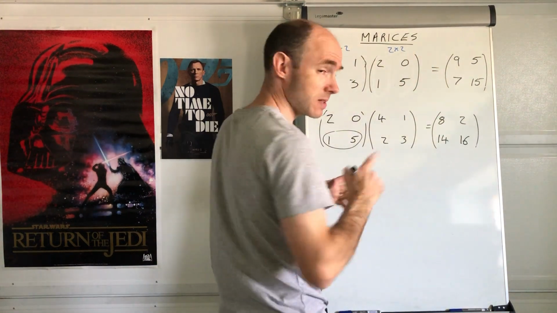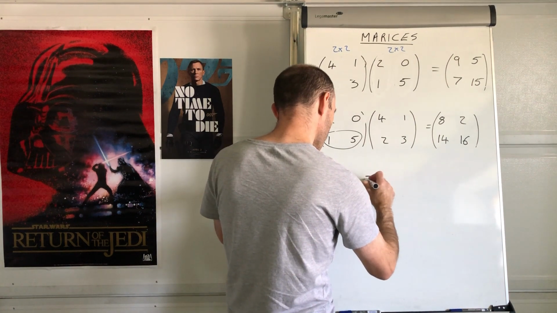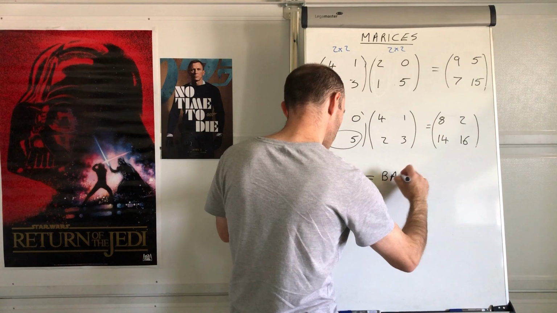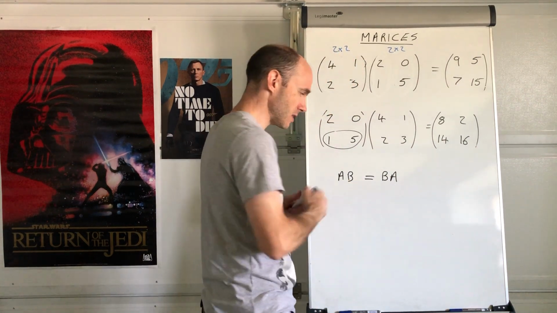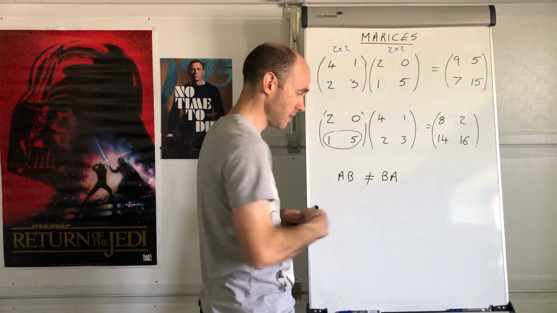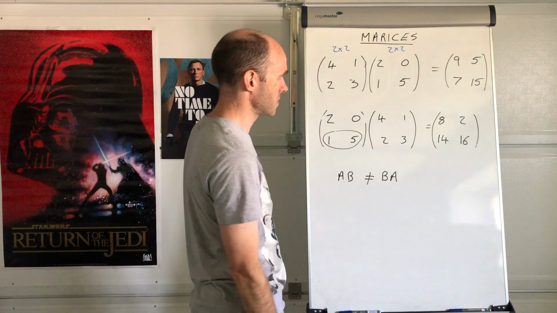So what that means is, this is an important rule, when you've got two matrices, A and B, the order matters. So matrix A multiplied by matrix B is not equal to, not the same as, matrix B times matrix A. Quite an important result there.